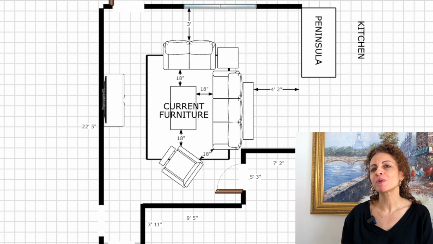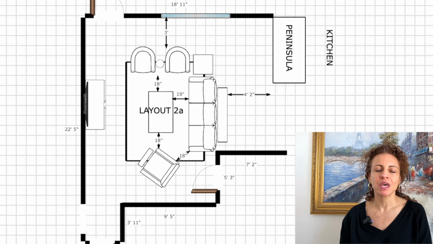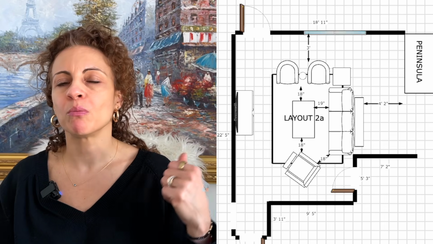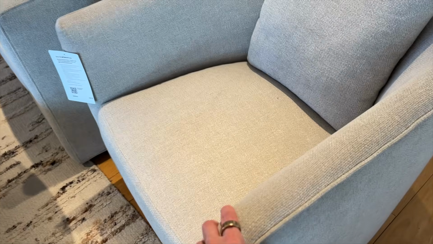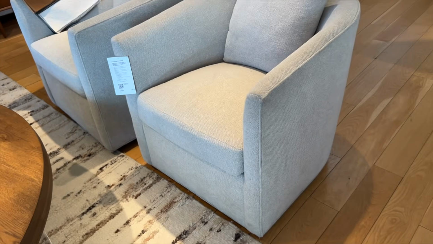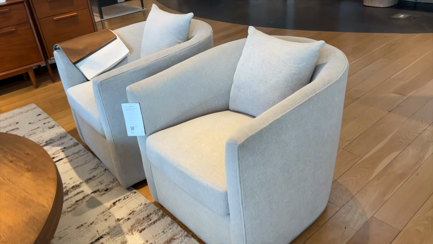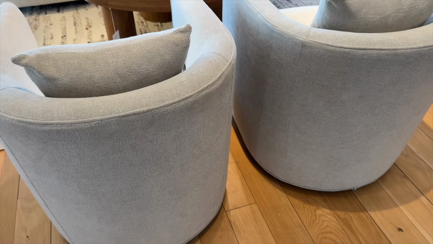Option 2 is to replace the Loveseat with swivel chairs. I talk about this all the time. If you have the sofa and Loveseat combo, move the Loveseat to another room and add 2 swivel chairs. If you already have a set, I recommend splitting it up and separating the pieces into different rooms.